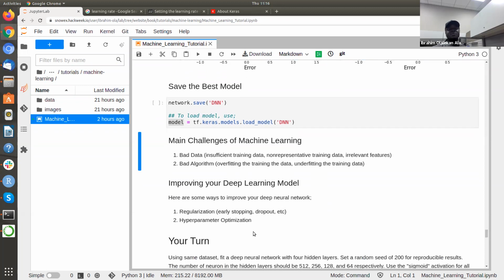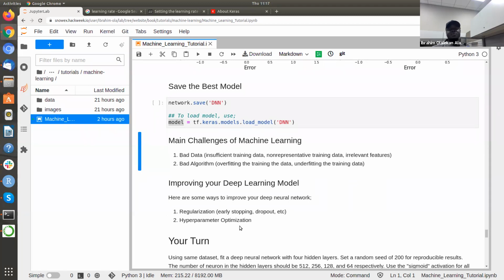And another way to improve your deep learning model is hyperparameter optimization. So by hyperparameter optimization, I start by defining what a hyperparameter is. Hyperparameters are parameters that are not learned when you are training your model. They are specified before training your model, and then they control the performance of your model.